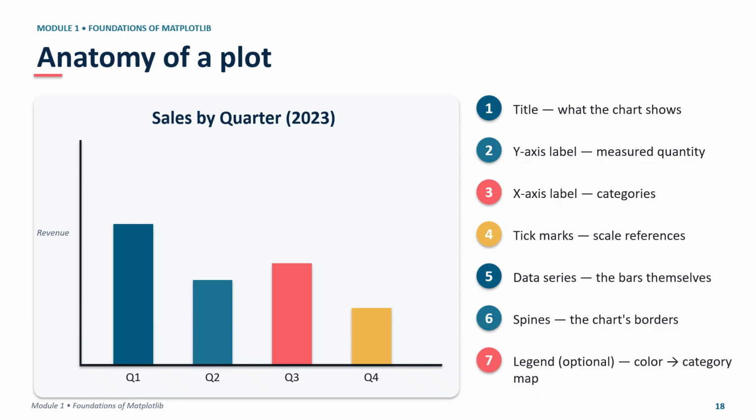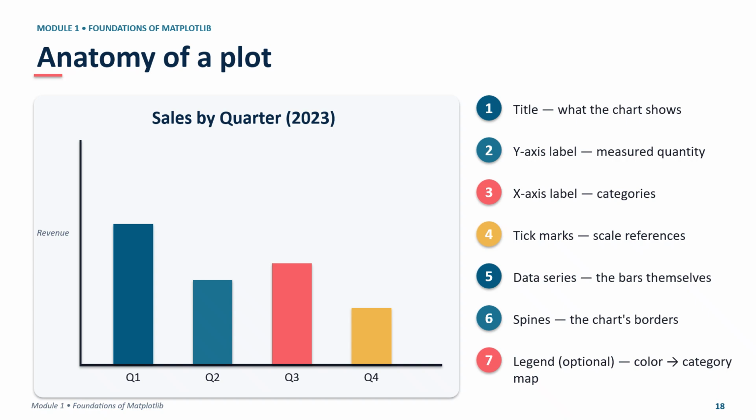And the data series is the actual bars, or the line, or the points representing your data. So in a bar chart, these are the bars, and if it is a line chart, you'll have the line. These are the four border lines, the spines, which form a box around the plot area. By default, all four are visible. Often designers turn off the top and the right spines for a cleaner look.